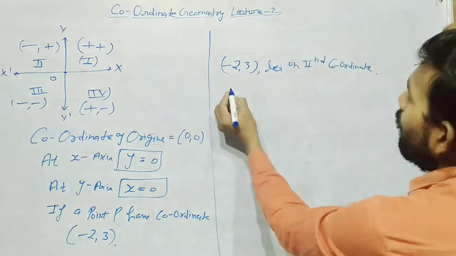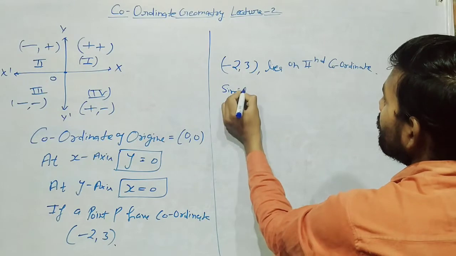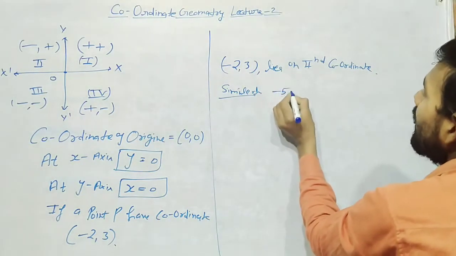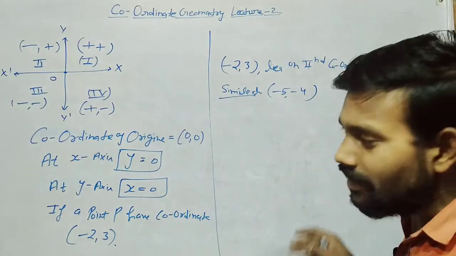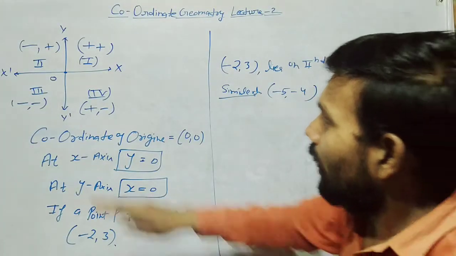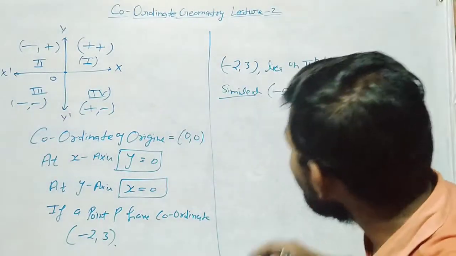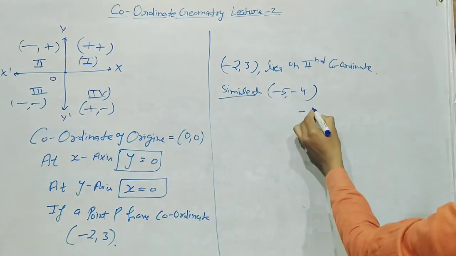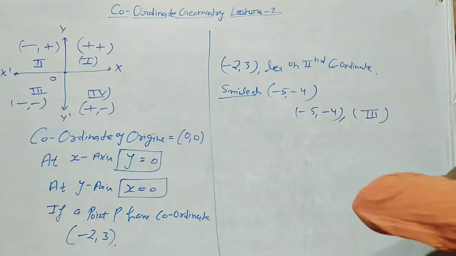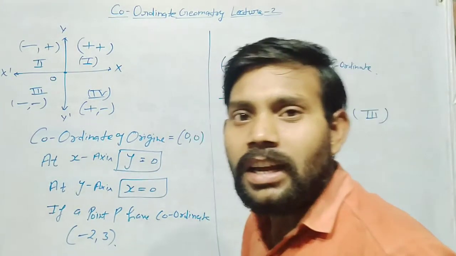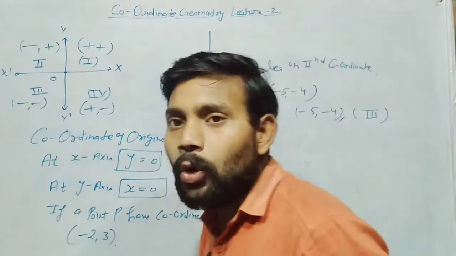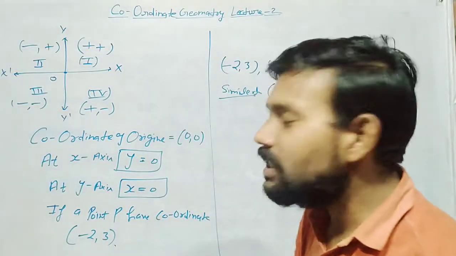Similarly, we can find out for -5, -4. In which quadrant does it lie? -5, -4 means x and y both are negative. In the third quadrant x and y both are negative. So we can say -5, -4 lies in the third quadrant. I hope you understand how to identify the quadrant of a given point. We have to know the sign convention of the coordinate axis to find these conditions.